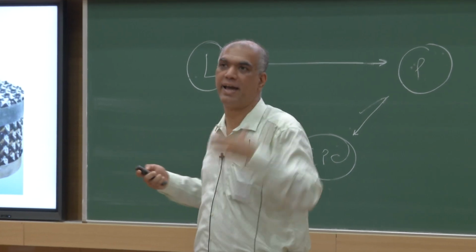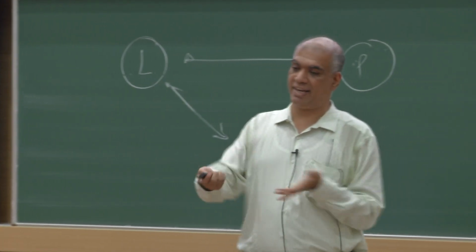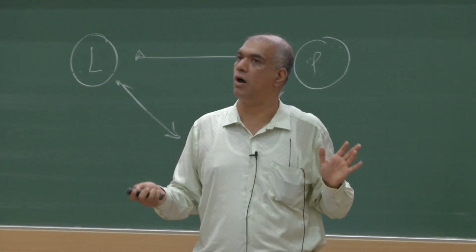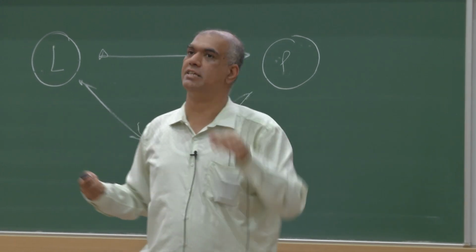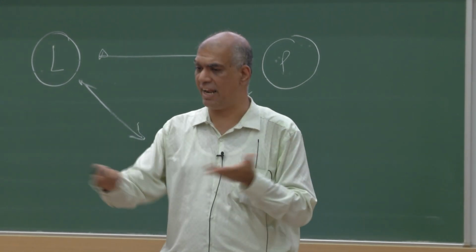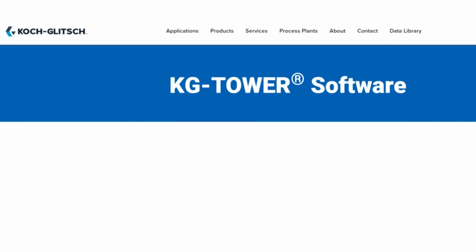And you can't do these packings with generic correlations. So one easy thing is to use tools like Sulcol. Just put in parameters once your other design is done, and it tells you how many stages you're going to need. Another one is from Koch. I think KG Tower also, if you just put in your details, it's free to download and use.